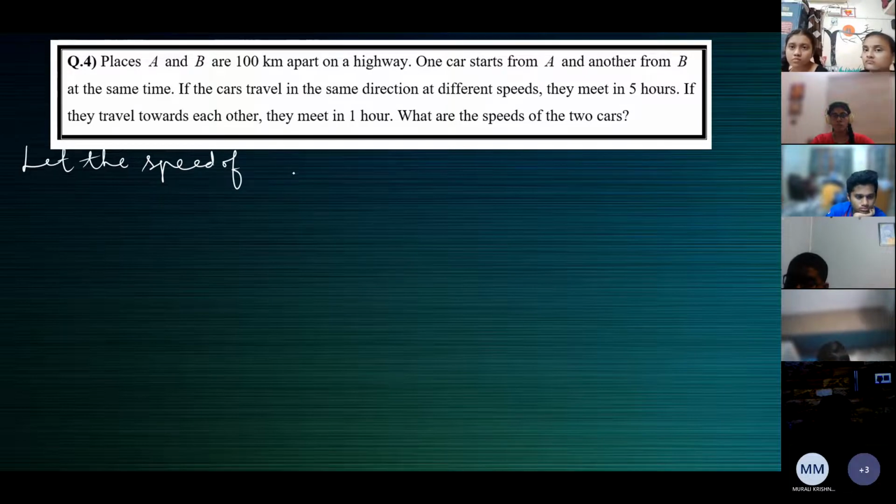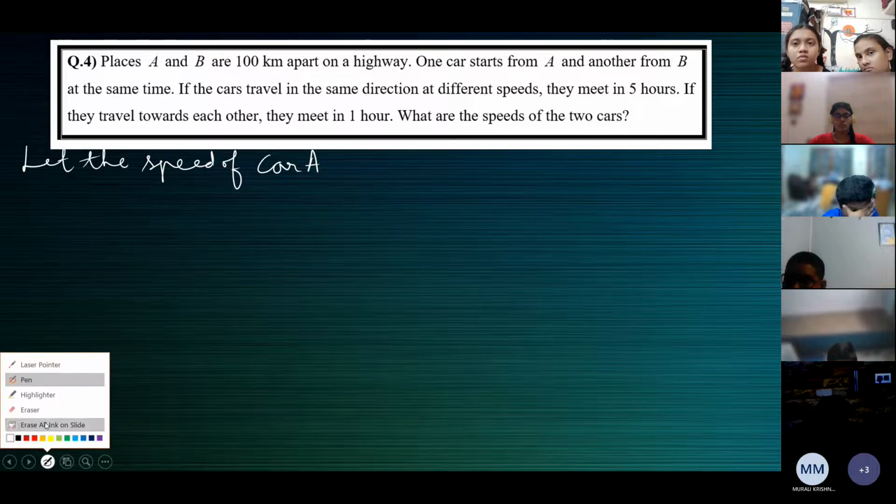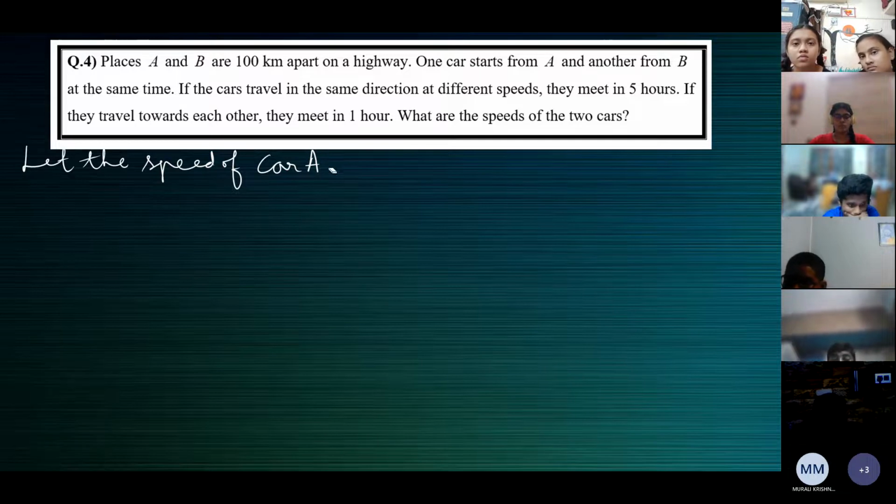One car starts from A, another car starts from B. You can say let the speed of the first car, second car. Or I can say car A, that is the car that starts from A. You don't have to really mind your English and maths. Let the speed of car A, meaning the car that starts from A. Or if there is somebody who's very particular.